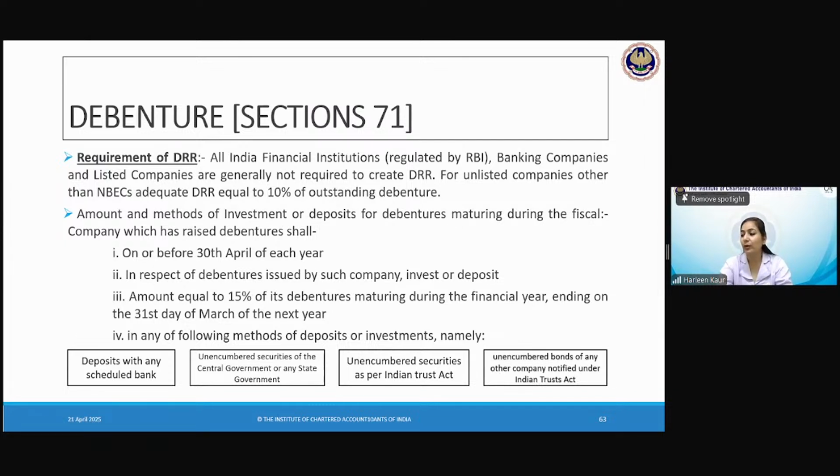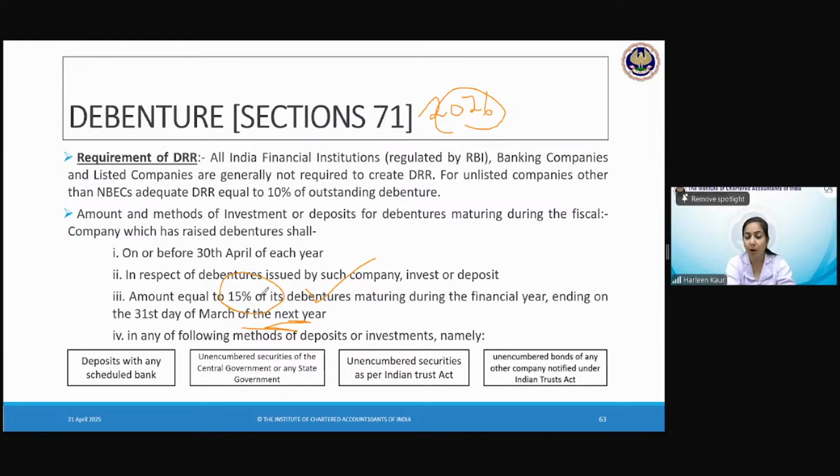Now what is the method of investment? It says how you have to invest this money of the debenture redemption reserve. Can anyone tell me? 15% of the amount which is maturing in the next year, the debentures which are getting redeemed in the next year. So I am in 2025 right now. The debentures maturing on 31st March 2026, during the financial year up to 31st March of the next year, 15% of that amount has to be deposited.